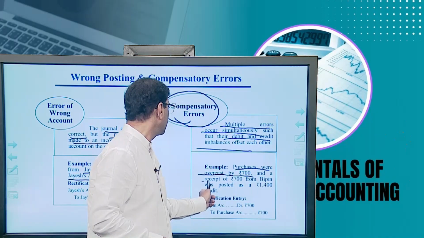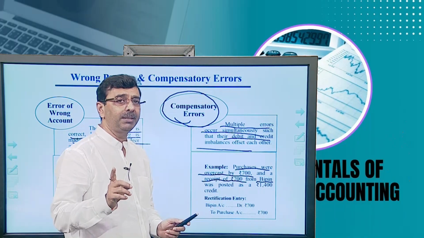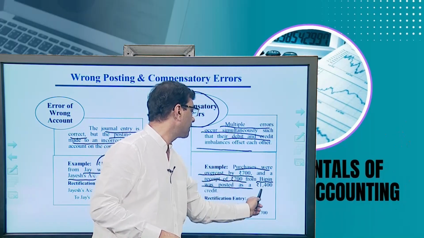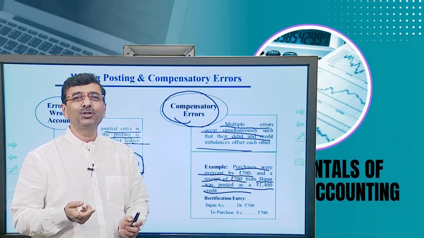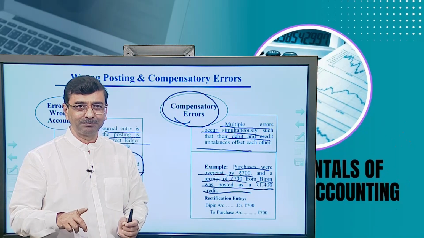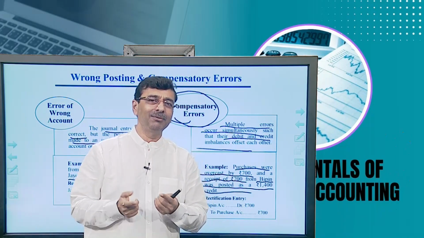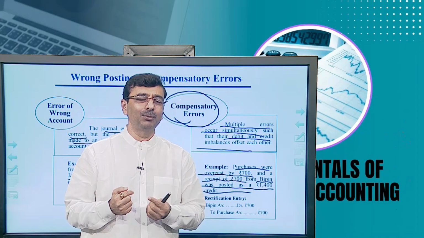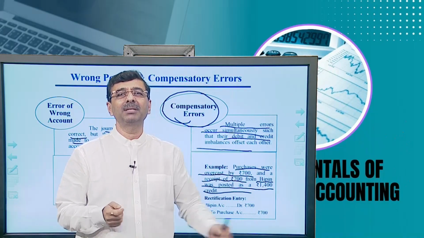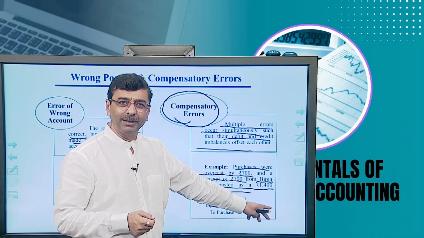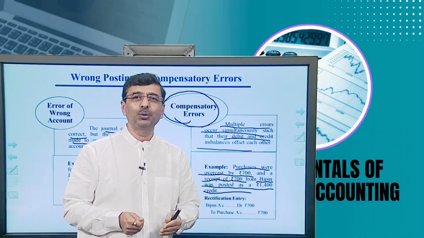And receipt of 700 from Bipin. Actually how much was received from Bipin? 700. But it was posted as 1400. So we show 700 rupees more than the actual amount received from Bipin. Very simple. So we are showing the receivable from Bipin's account 700 more. Bipin's account should actually have been credited 700, but by mistake we credited Bipin's account 1400, and the purchase account was showing 700 more.